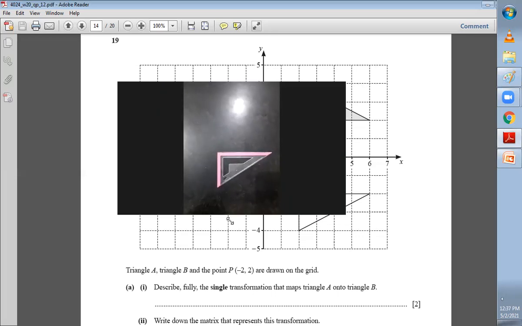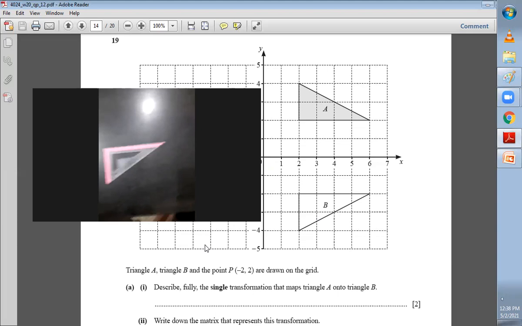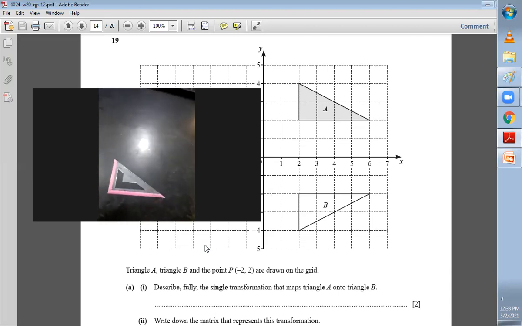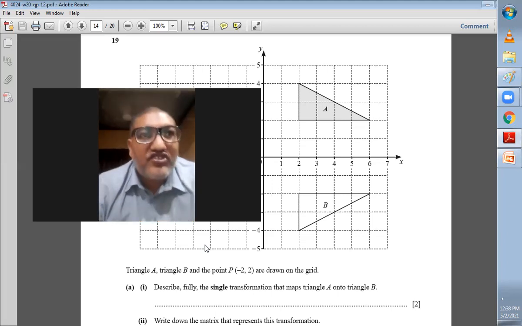Okay, so let me show you this. Here you have the figure A. And now it has flipped. This matches with the figure B. It means that the A has been reflected into the B. So it's basically reflection, and I definitely know that it's reflection.